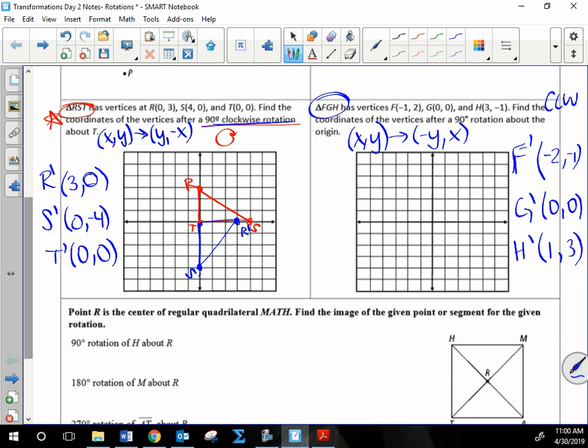H. So again, the rule is (x, y) goes to (-y, x). So I took my H as y, which was -1, and I want to put that here, but it's the opposite of it. So the opposite of -1 would be positive. That's what goes in my x location. And then my x value, which was 3, goes to the y location.